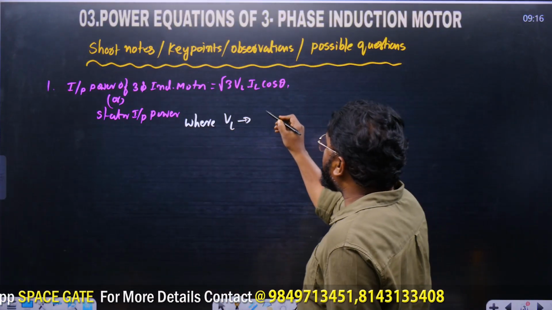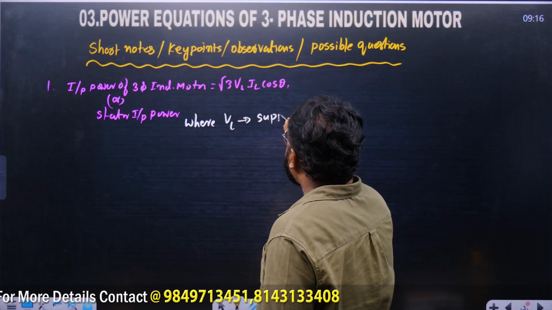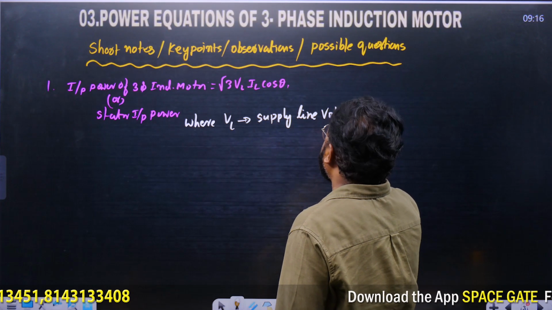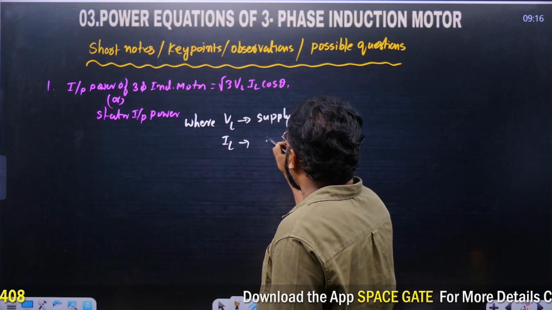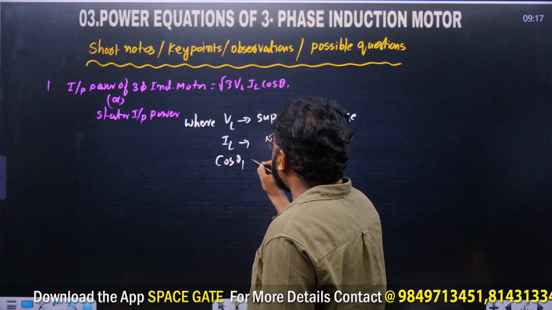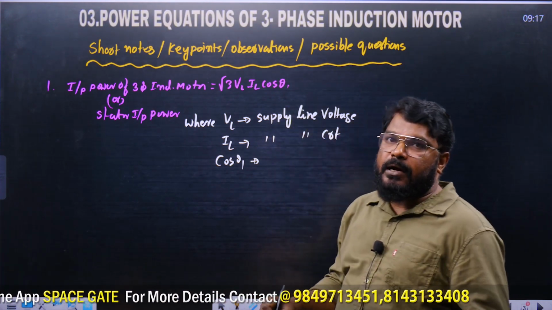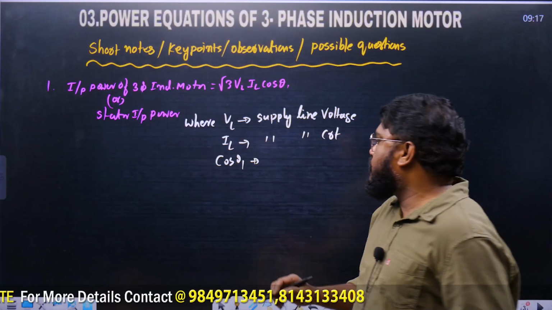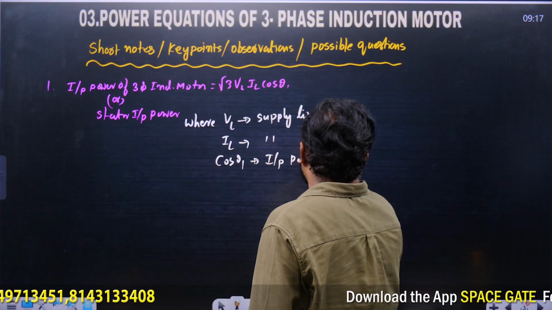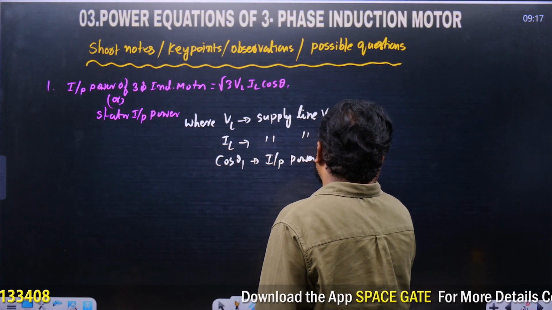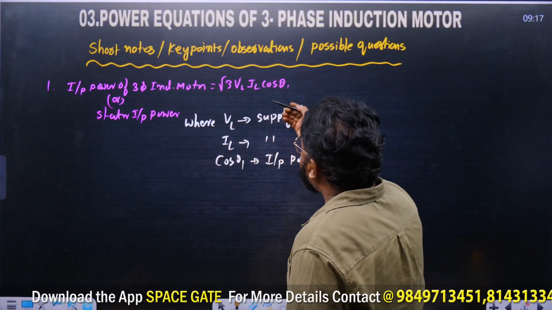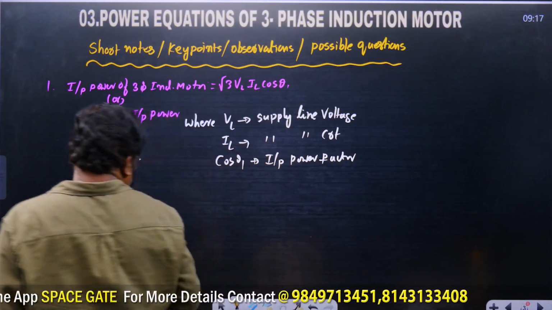So VL is the supply line voltage, and IL is the supply line current, and cos theta 1 is the stator power factor. It is also called the input power factor of the motor. So the stator input power is √3 VL IL cos theta 1.